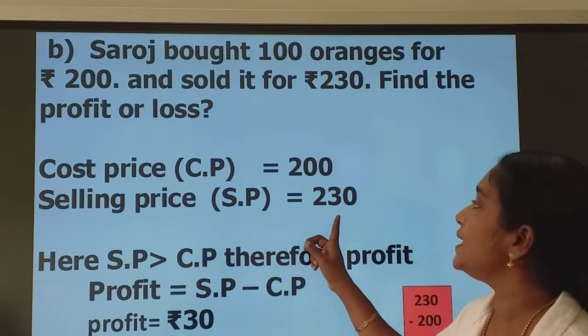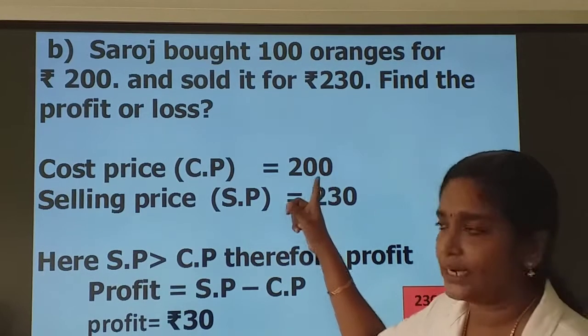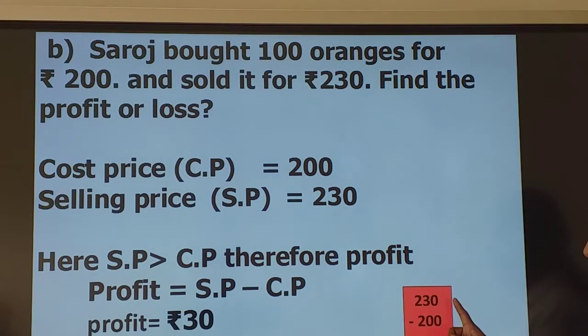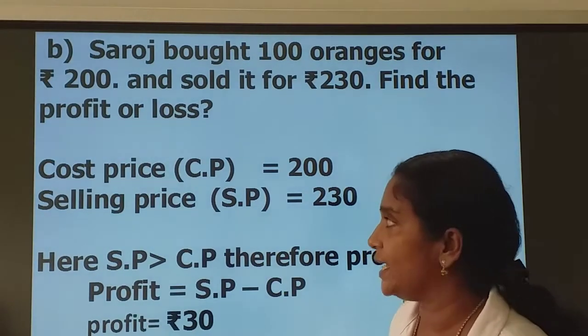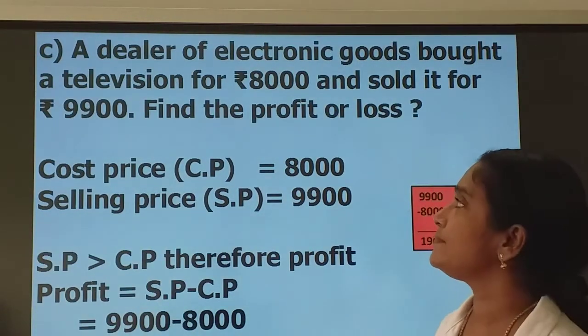So, when we subtract 230 minus 200, what we will get? 230 minus 200 is 30. So, the profit is 30 rupees. All of you understand? Next we can discuss another example.